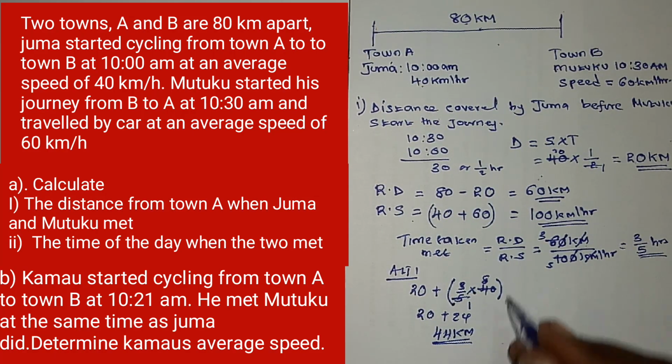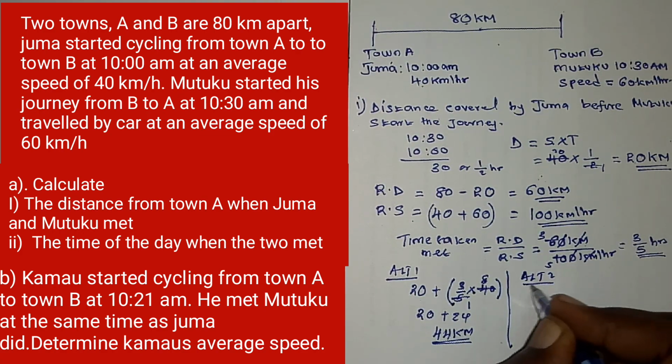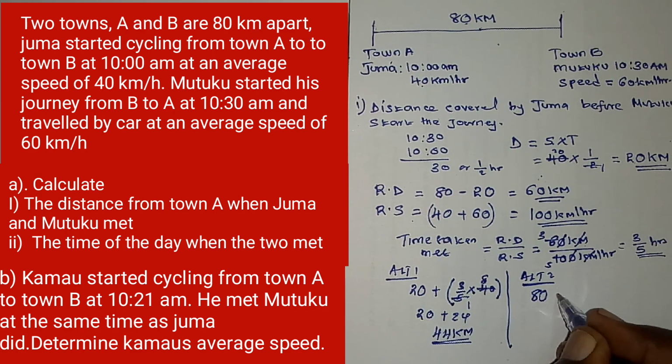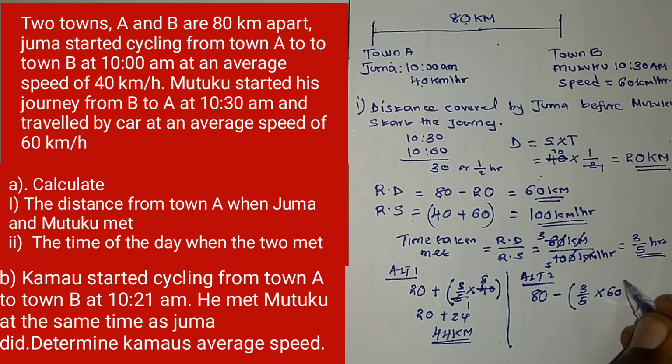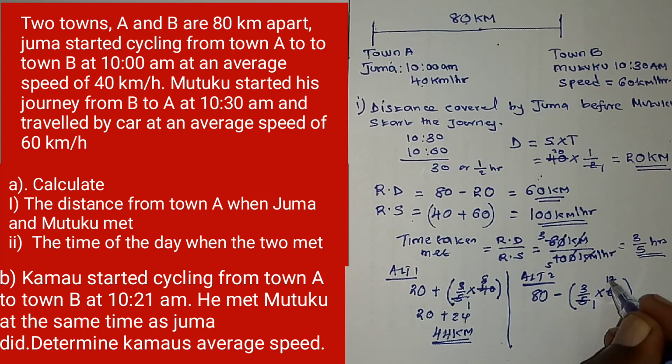We can also say it like this, alternative 2. The total distance, which is 80, minus the distance covered by Mutuko. The time covered by Mutuko is 3/5, multiplied by the speed of Mutuko, which is 60. That is 3 times 12, we get 36, which is 80 minus 36, which is 44 kilometers.